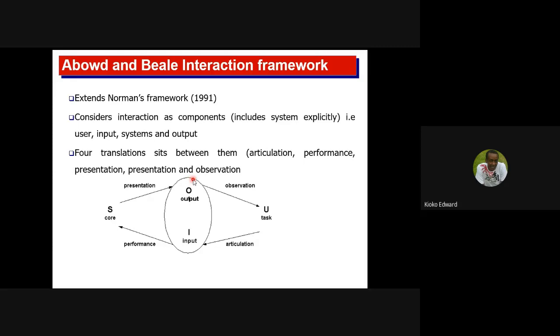Actually, there's no big difference between this and the Donald Norman model. The only difference is that we have been able to bring the interface in as a component in the interaction. But the Donald Norman execution model was not talking about the interface. That model was only talking about the system and the user alone.